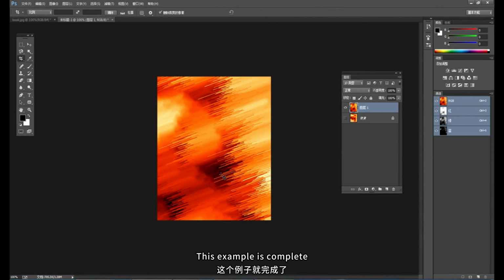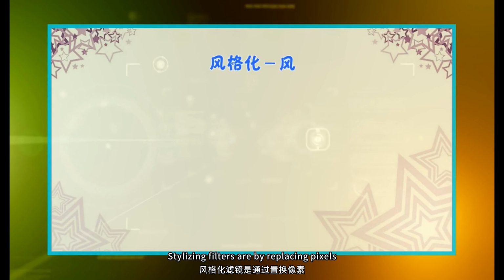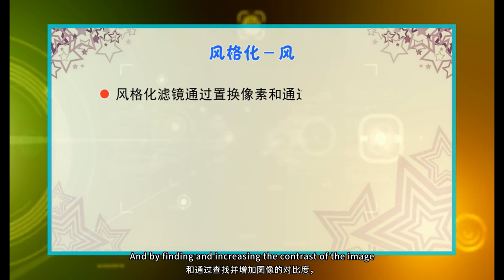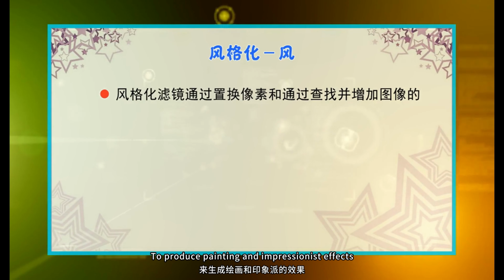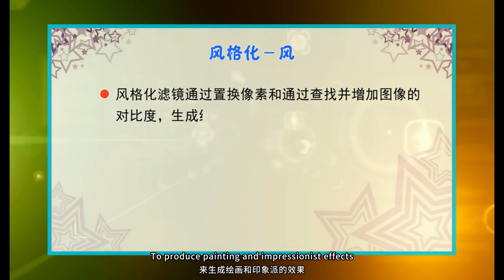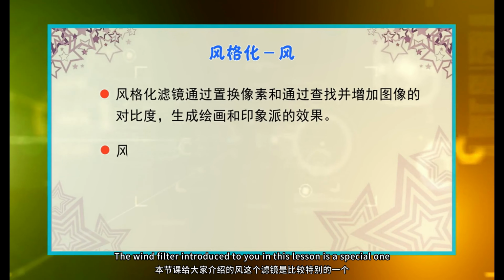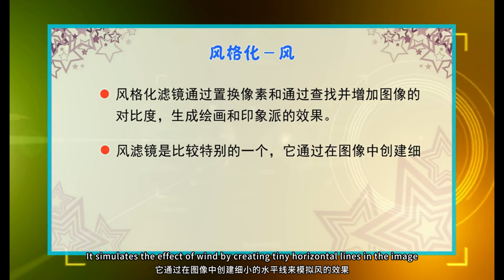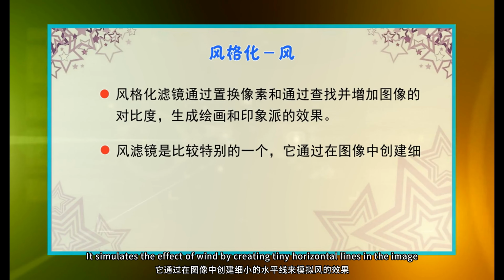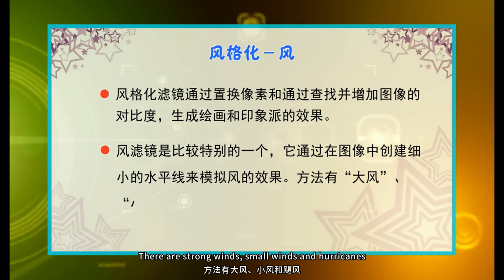This example is complete. Okay, let me summarize it for you. Stylizing filters work by replacing pixels and by finding and increasing the contrast of the image to produce painting and impressionist effects. The wind filter introduced to you in this lesson is a special one. It simulates the effect of wind by creating tiny horizontal lines in the image. There are wind, blast, and stagger.